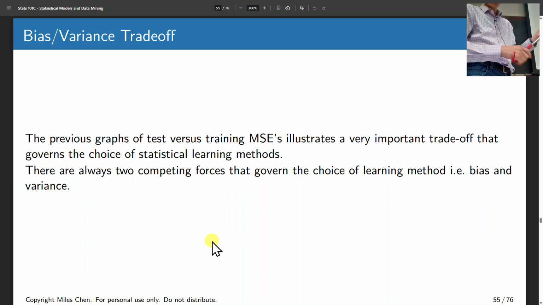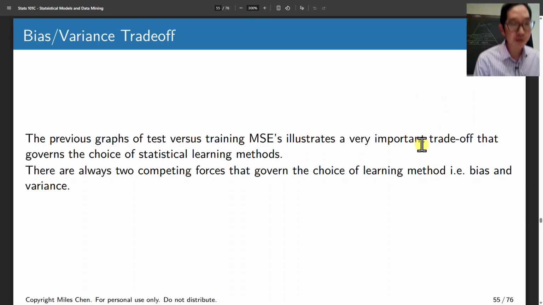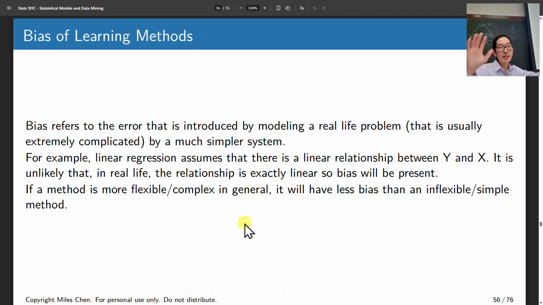Okay, bias-variance trade-off illustrates this idea of a trade-off that exists in our statistical learning methods. And we have bias and we have variance, okay? Bias refers to the error that's introduced by modeling a real-life problem with a much simpler system.